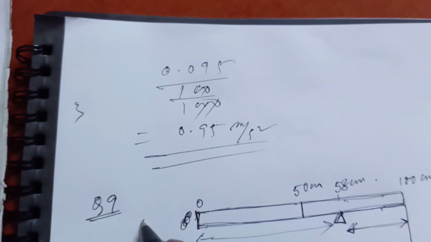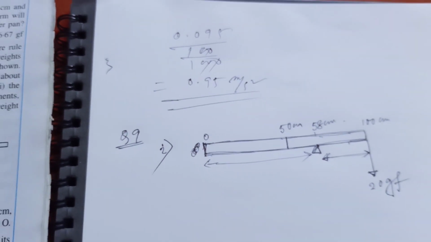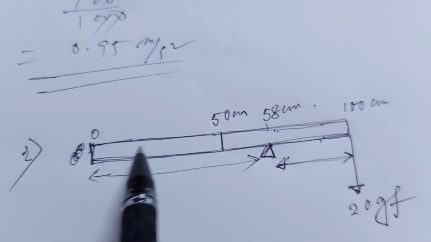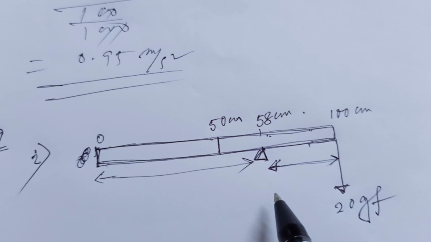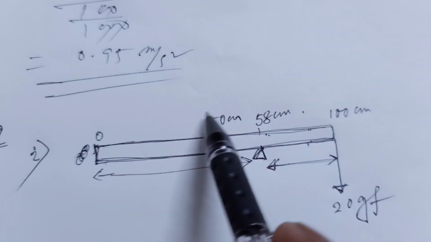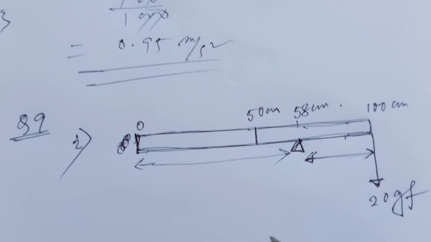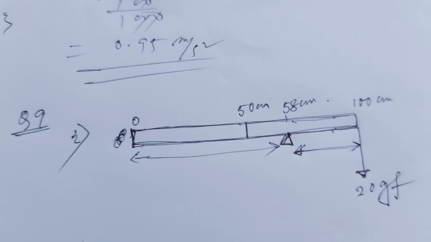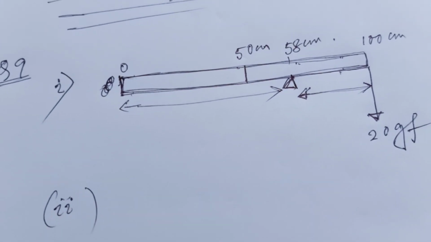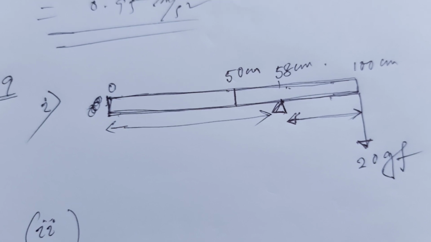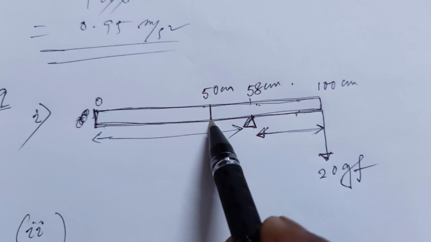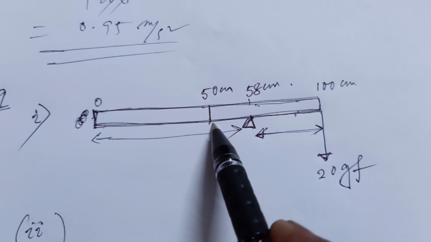The first part is completed, and then: what is the weight of the rule? You have to calculate the weight of that rule. At that position, the meter rule is in equilibrium. So the concept next is the center of gravity of that meter rule. You can easily say it is at 50 centimeters. Yes, so this is the center of gravity.